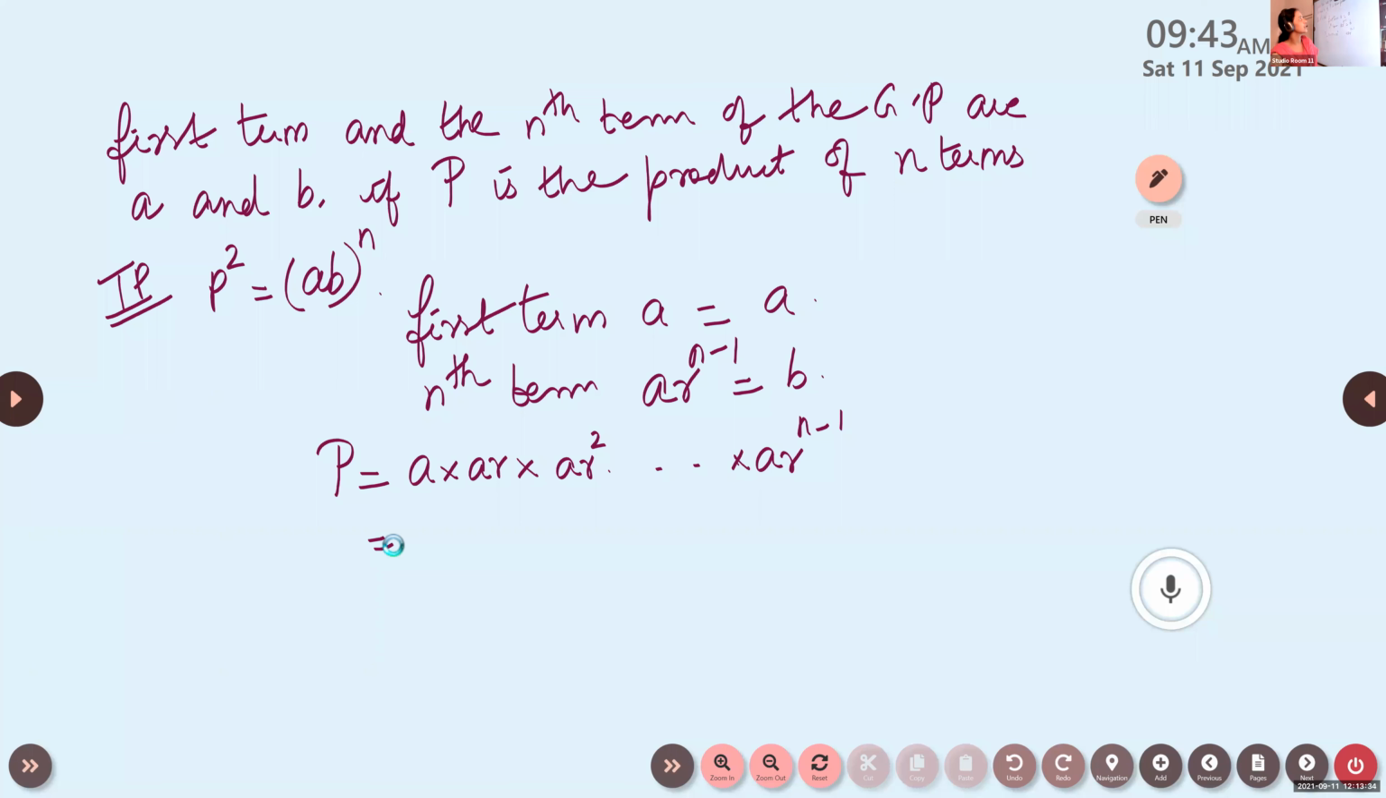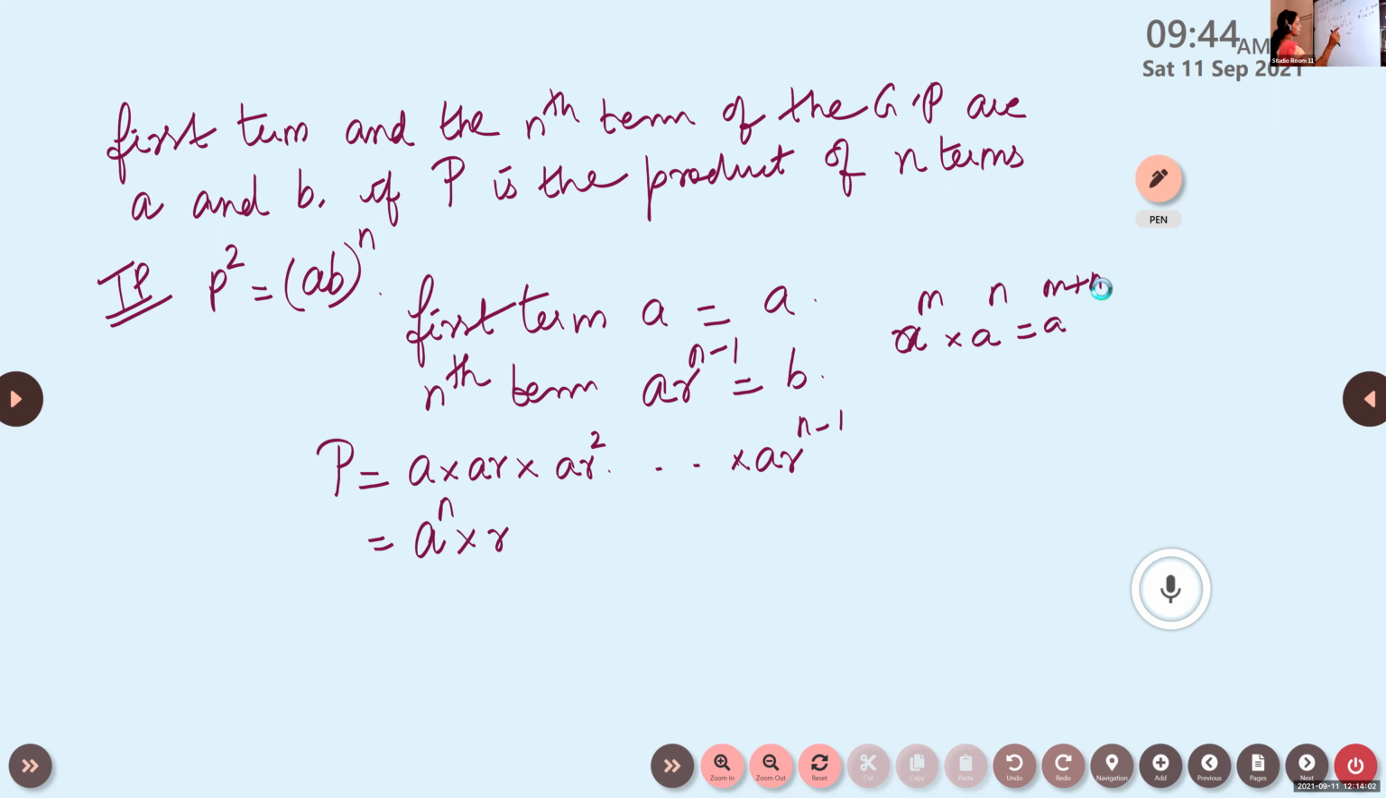Now, A, we are multiplying it. A into... how many times is A there? 1, 2, etc. How many times? n times. If you start from here, n minus 1 along with this means you'll get A raised to n into, if you group the r terms, we know the property. What is a raised to m into a raised to n? It is a raised to m plus n. When we multiply, add the powers.